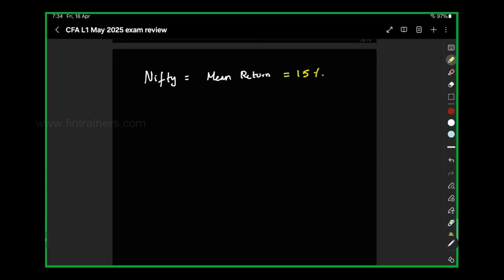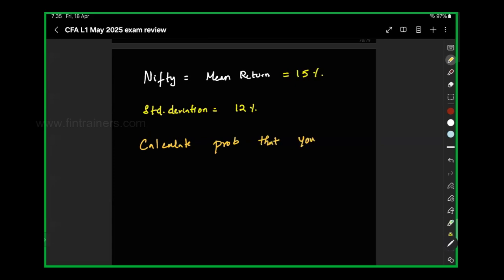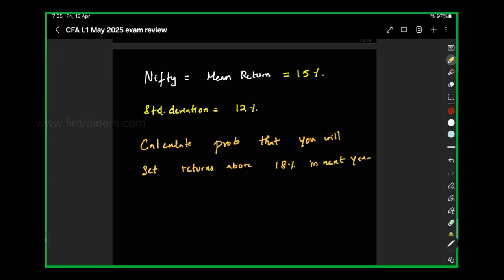So let's say my Nifty average return, population average return, mean return, just hypothetical, okay? And standard deviation of Nifty, let's keep it as 12%. Calculate the probability that you will get returns above 18% in the next year. So simple question. So you'll have to convert this Nifty value into a standard normal value, and then we will go into the Z table and find the probability.